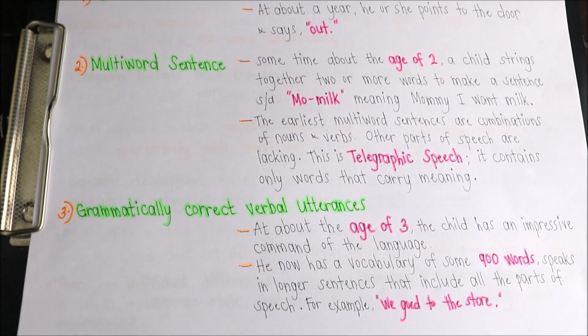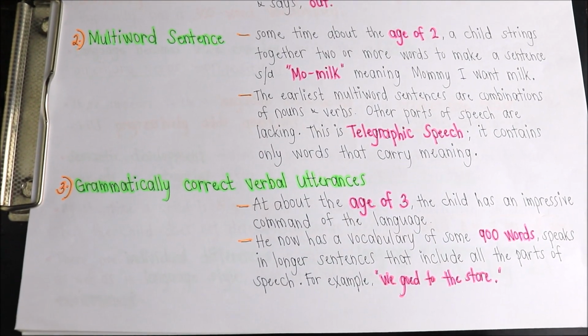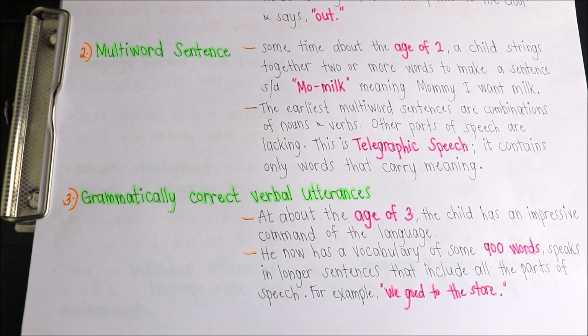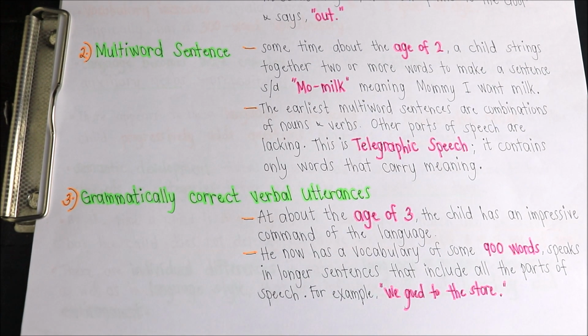Number 3, grammatically correct verbal utterances. At about the age of 3, the child has an impressive command of the language. He now has a vocabulary of some 900 words and speaks in longer sentences that include all the parts of speech. For example, "We go to the store."